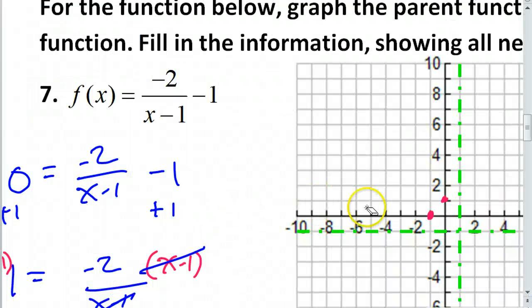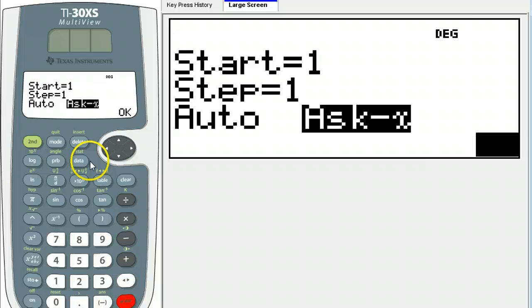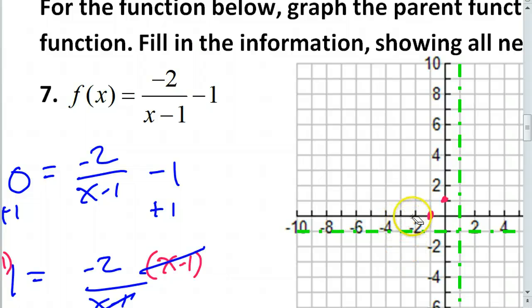Let's see, where do I want to start off at? You know what, I'm going to do ask mode actually, because I only need a few points. I'm going to do ask mode so I can get my decimals. You don't have to, but sometimes it'll mess you up not having them. Trust me. For example, I'd like to see what's going on at -2.